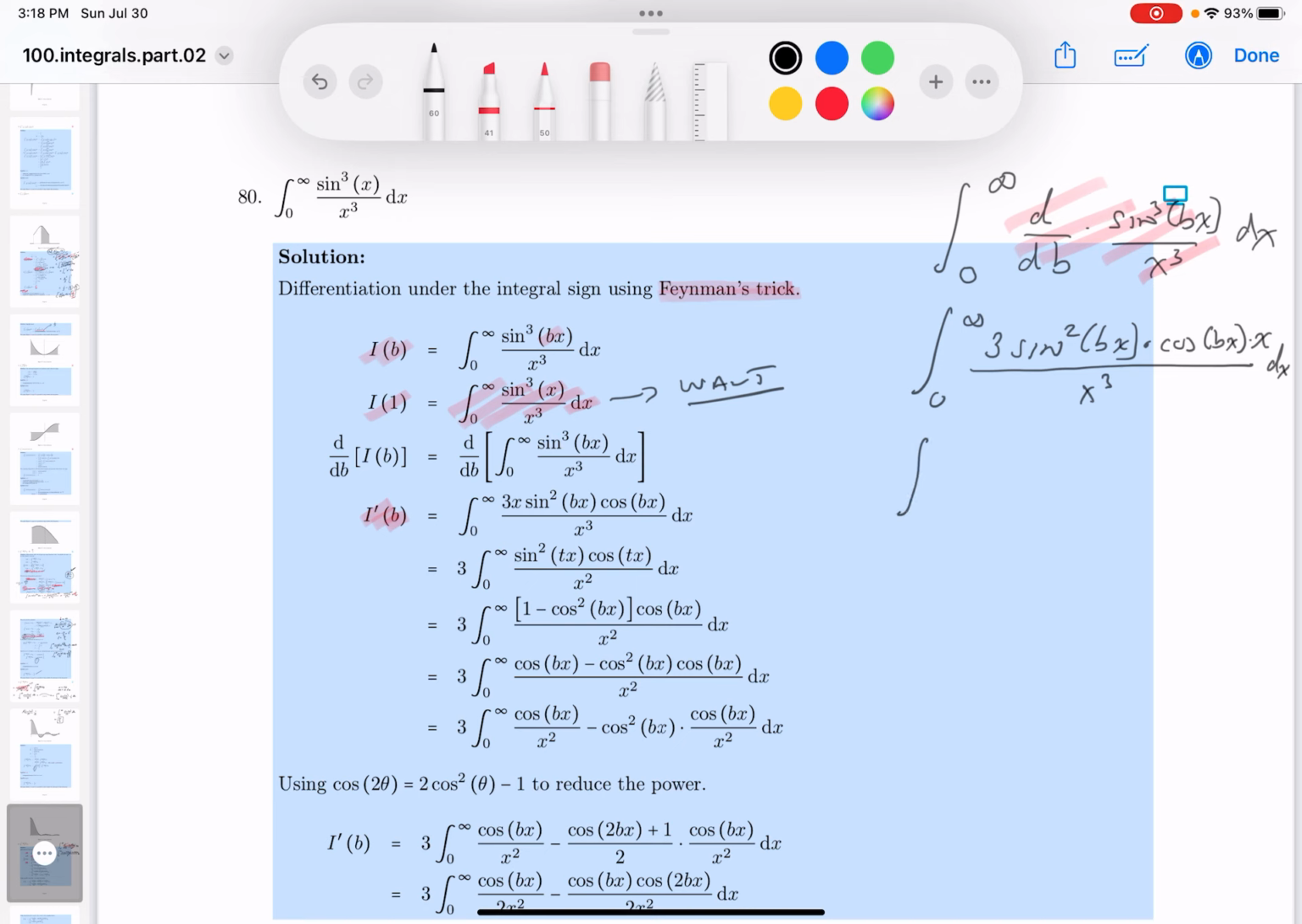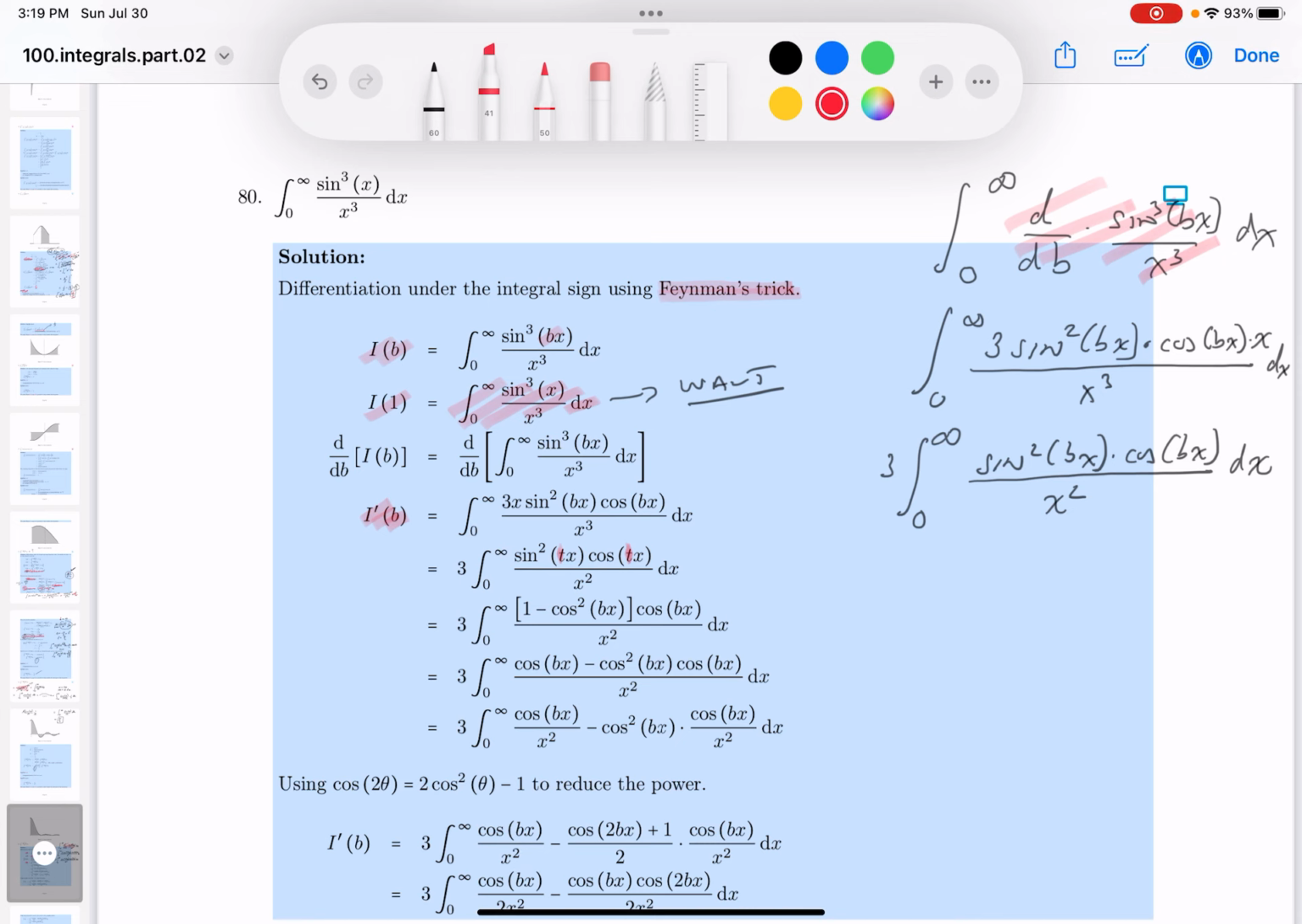I'm going to say a 3 pulls out. I definitely get a sine squared bx. I definitely get a cosine of bx. One of the factors of x cancels, so I get x squared in the bottom, and then I get dx. I notice there's an error in my notes now. I want to point out right over here. That should be B. I'll make the correction if I can remember. But I'm at that stage there.